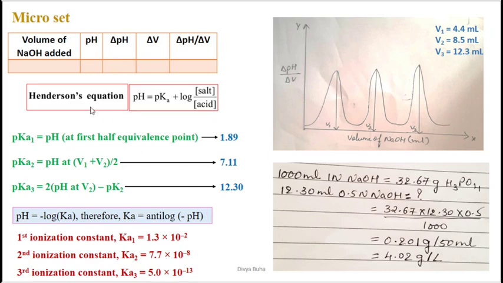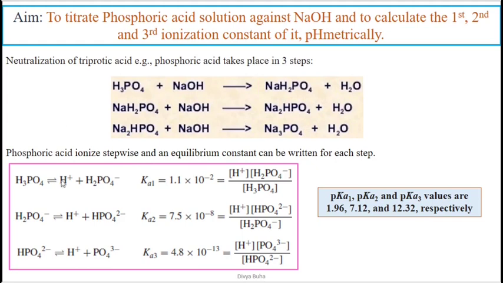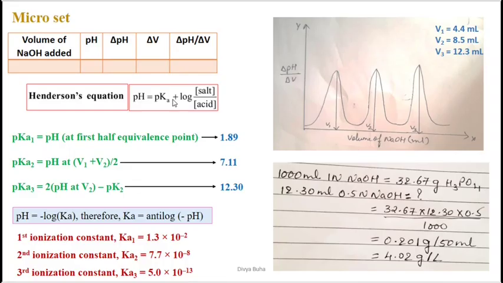Now you all know what Henderson's equation is. It is pH equals pKa plus log salt upon acid, right? So over here, the acid is H3PO4, and the salt would be formed when H3PO4 reacts with NaOH, right? Salt would be obtained. So over here, we want to find out pKa, that is the ionization constant value. In this equation, you just see, when this term would be 0, pH would be equal to pKa, right?